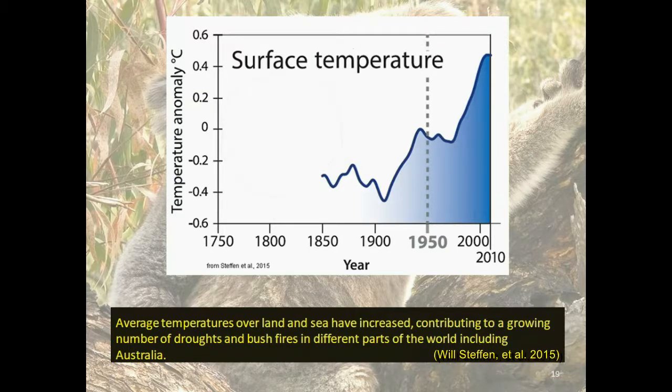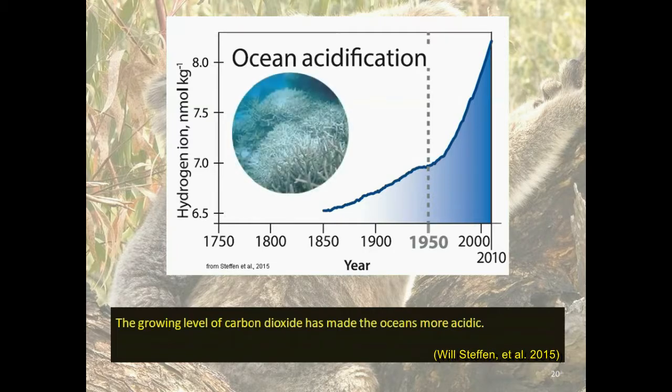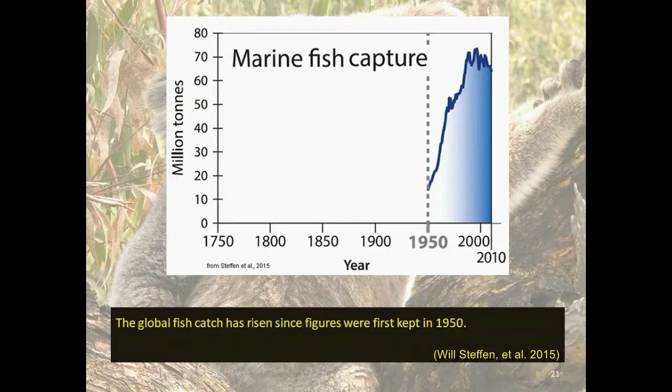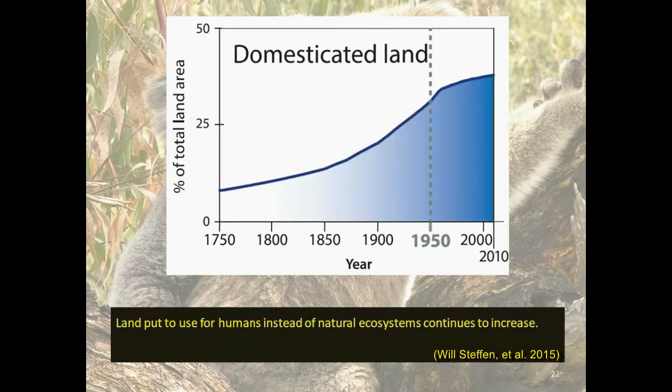The average temperatures over land and sea have increased, contributing to a growing number of droughts and bushfires in different parts of the world, including Australia. The growing level of carbon dioxide has made the oceans more acidic. The global fish catch has risen since figures were first kept in 1950. Land put to use for humans instead of natural ecosystems continues to increase.